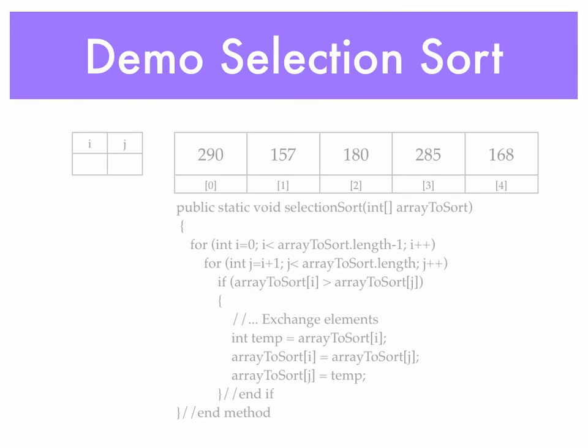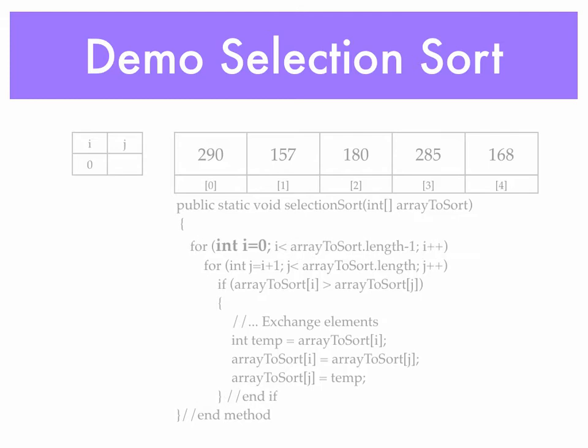So here we have an array, 5 elements long. It has the values 290, 157, 180, 285, and 168 held in it. There's our code. We've got two memory spaces, i and j. So we'll take the first step in our algorithm. We'll put into i the value 0. We'll then test, is i less than the length of the array minus 1? We know that the length is 5, so minus 1 is 4. Indeed, i is less than that.